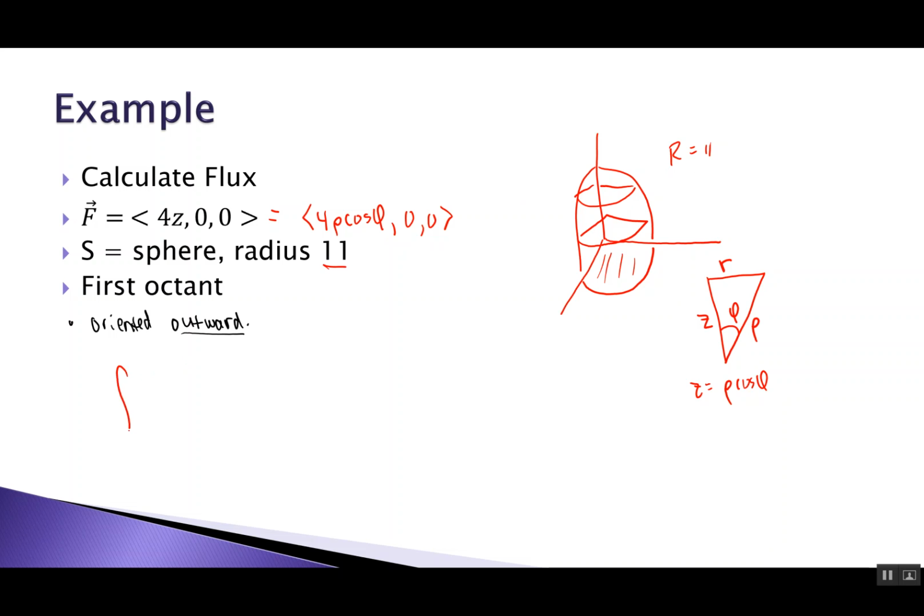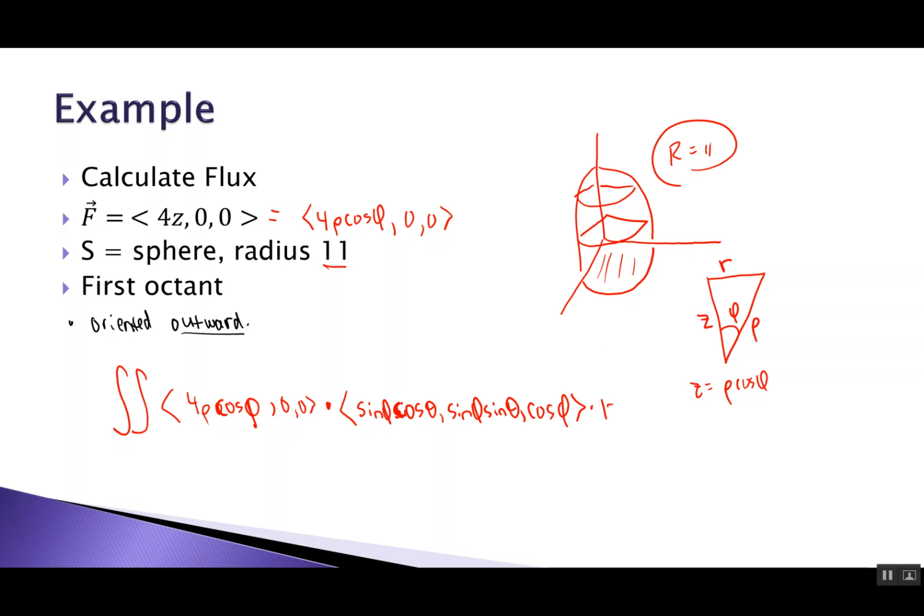So let's set this up. I'm going to have a double integral of my 4 rho cosine phi, 0, 0 dotted with sine phi cosine theta, sine phi sine theta, cosine phi times r squared, but r is a constant, sine phi d rho d phi d theta.